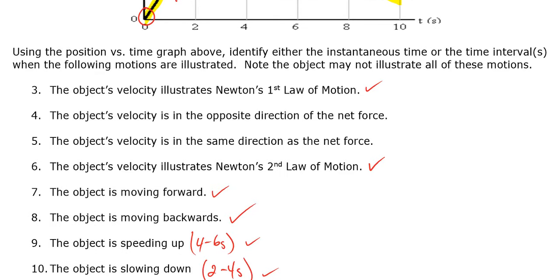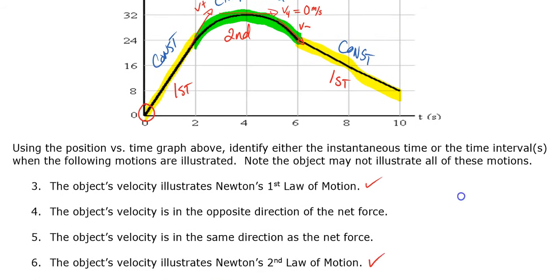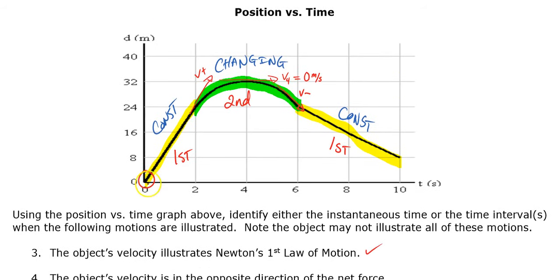Yeah. So to extend from Nama's question, 7 and 8. When we're moving forward, that means we're moving away from 0, which is our reference point. So that's between 0 and all the way to 4, right? Okay. And then we begin to move backwards after 4 seconds. All right.